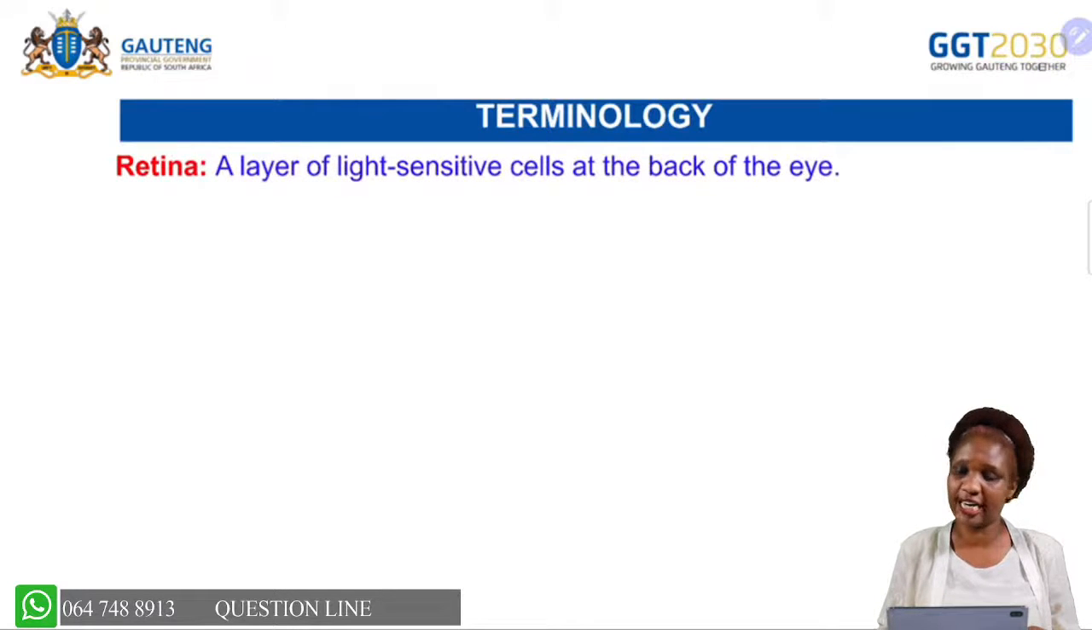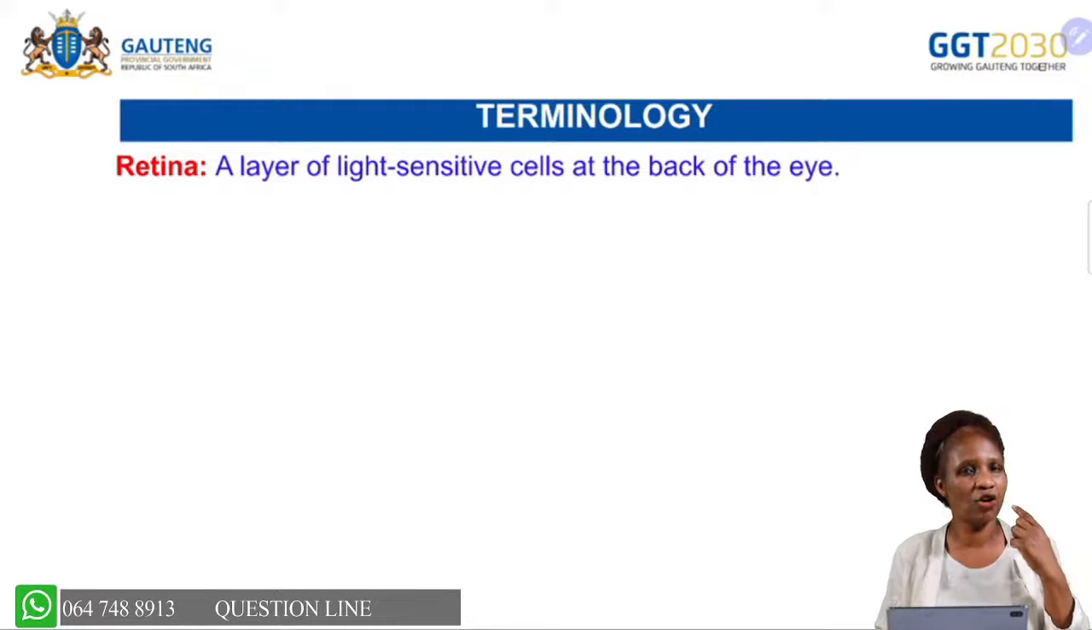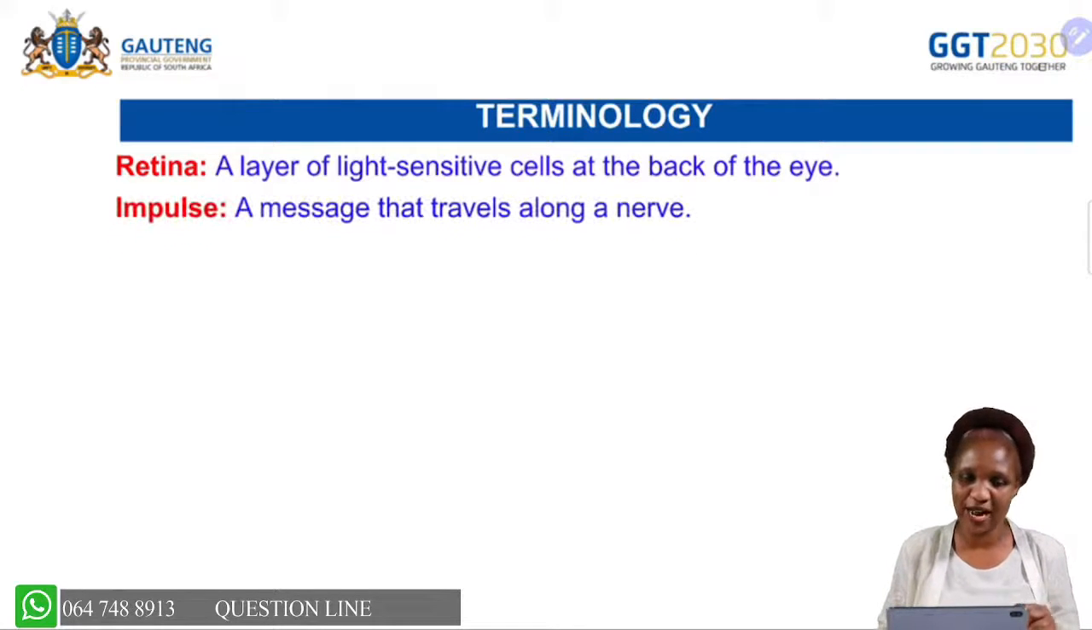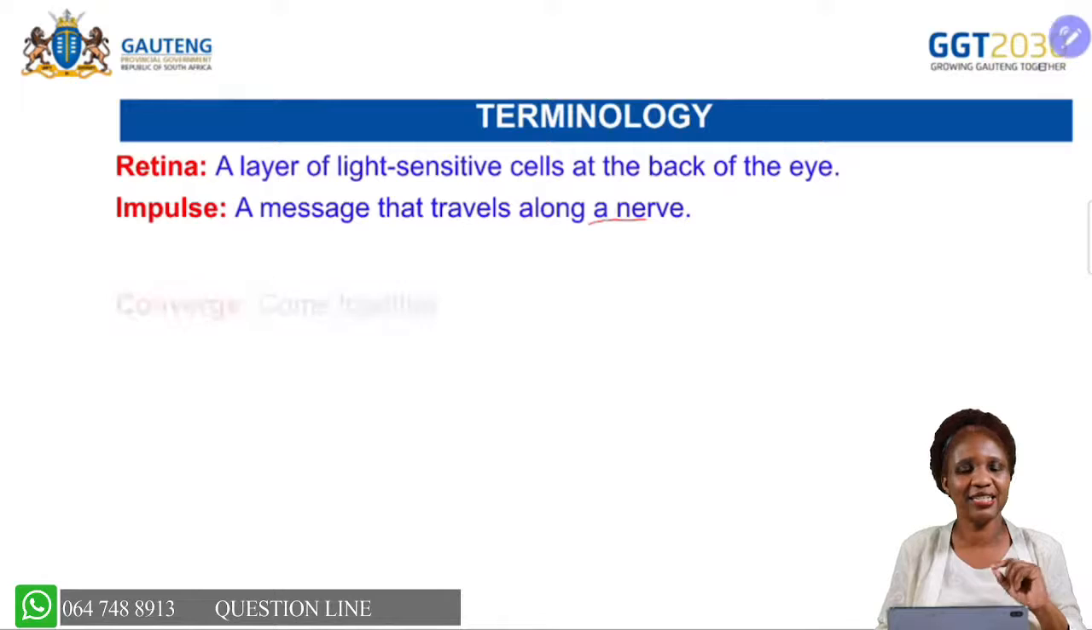And then we've got retina. What do you think retina is? We're now talking about the part of an eye. A retina is a layer of light-sensitive cells at the back of our eye. Okay, it's very sensitive. This is when light gets in, it goes there and then it forms an image and then it is transported through the optic nerve to the brain. Okay, where the brain will interpret it as the color that we are seeing. Okay, and then impulse. It's a message that travels along a what? Along a nerve. That is an impulse.